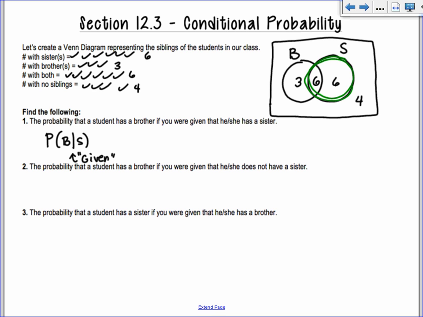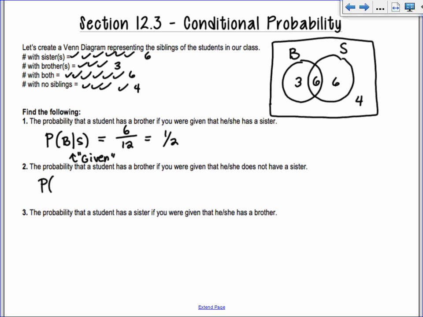Then what's the probability that they have a brother? How many people have a brother out of that set? 6 out of the 12, right? Does that make sense? We have 6 people with brothers and sisters over the number that has a sister, which is 12. So this probability would end up being 1/2. You're zooming in on one particular area.